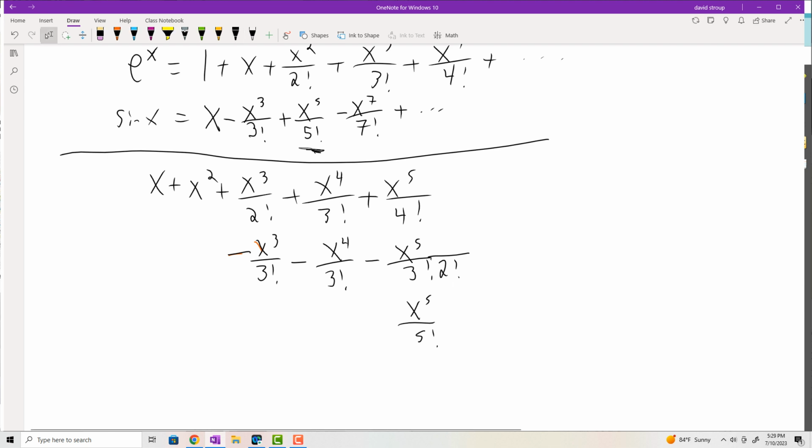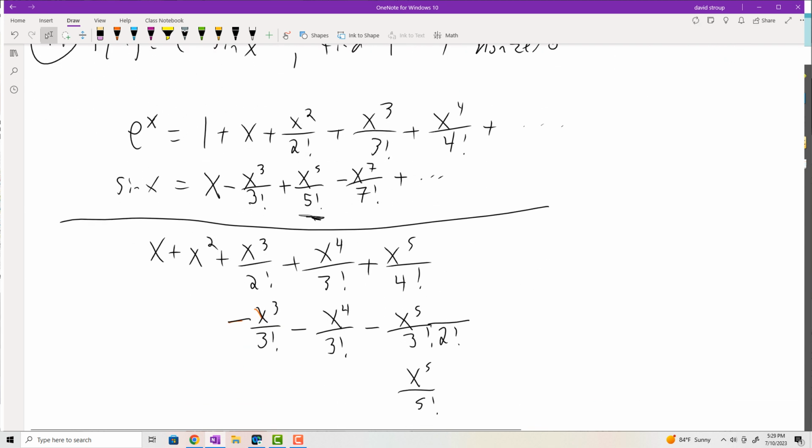Sorry, I screwed that one up. I was looking at my notes there. Is that right now? So the second row, this times this, this times this. Yeah, I lost the 2 factorial. And then the third one.